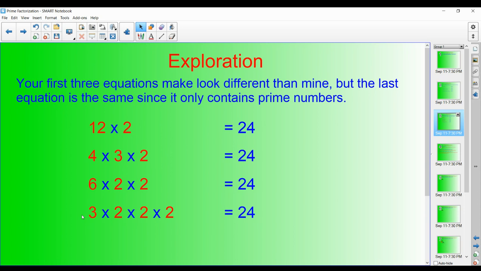And it contains all prime numbers. So the bottom row is the only one that contains all prime numbers. And this would be the prime factorization of 24: 3 times 2 times 2 times 2.